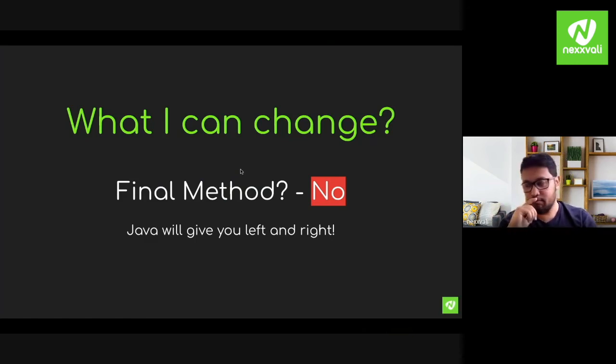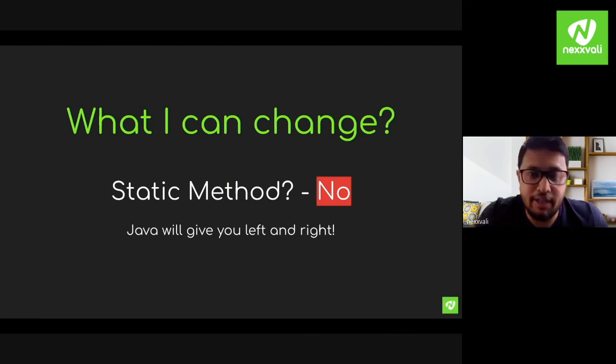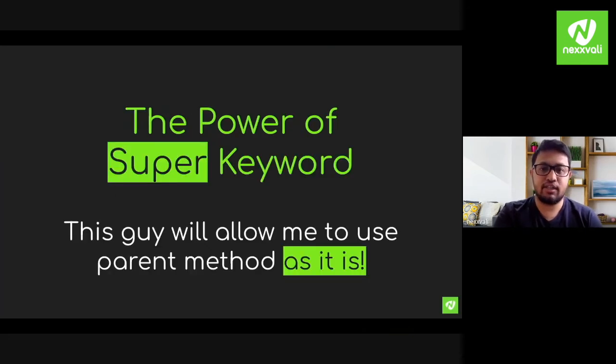So just wanted to make sure one thing. In the previous slide I said static method you cannot change it, right? This concept of Java is called method hiding. Just wanted to rewind this concept. It's called method hiding. Static method you cannot override, final method you cannot override.